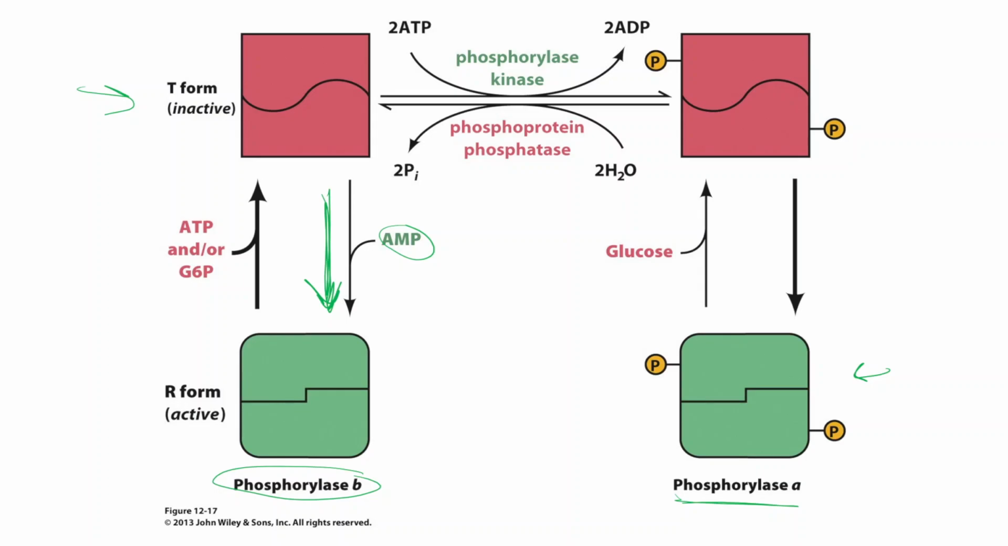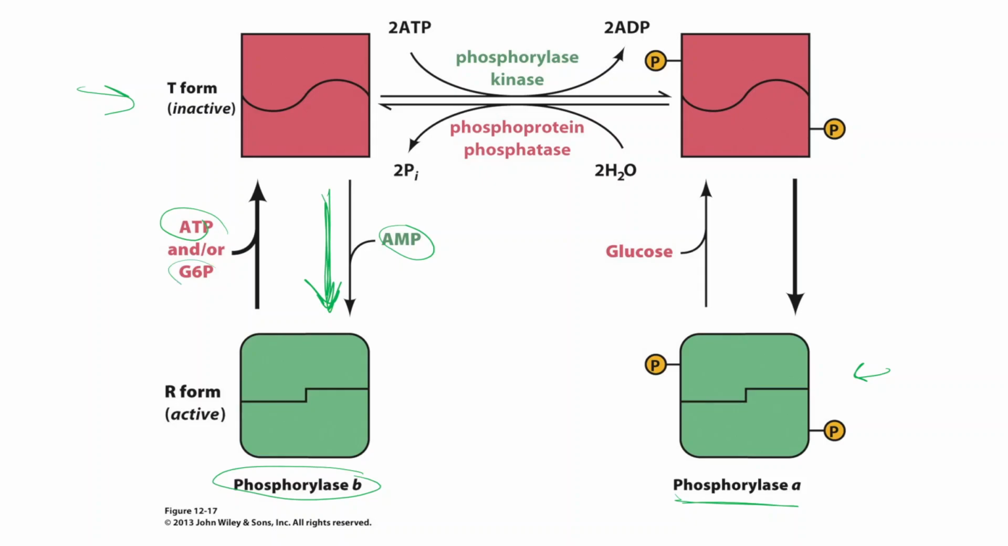On the other hand, if there's a high energy state in the cell, if there's already a lot of ATP around, we don't need to break down more glucose to make more ATP. There's already plenty of ATP. So this is going to turn glycogen phosphorylase off or make it more inactive.